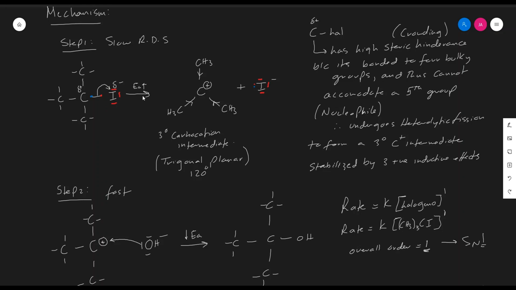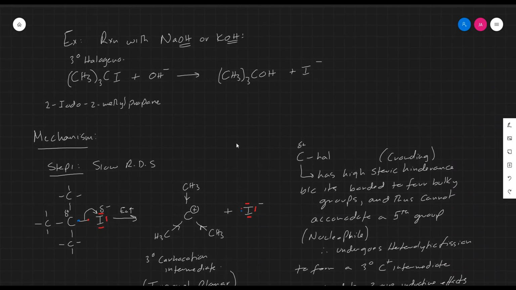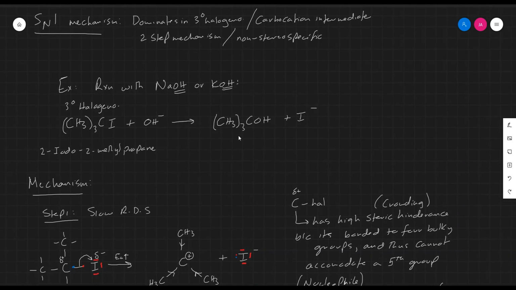On the other hand, an SN1 mechanism, which dominates in tertiary halogenoalkanes, has the central carbon bonded to the halogen with high steric hindrance because it's bonded to four bulky groups and thus cannot accommodate a fifth group. But when it undergoes heterolytic fission, it forms a fairly, somewhat stable carbocation in comparison to a primary or a secondary carbocation, which is stabilized by three positive inductive effects. That would probably cover everything required from SN1 and SN2 mechanisms.